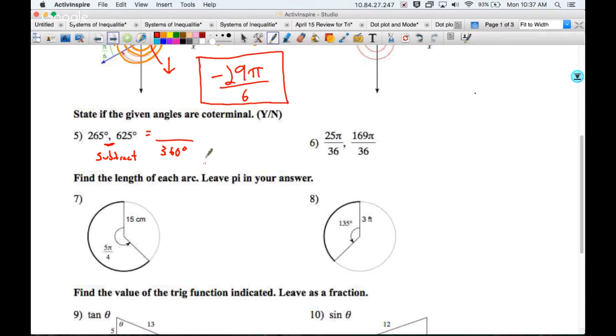Then whatever I get, if it's an integer, they are coterminal. That means they are separated by a full revolution or a multiple of a full revolution. If I get a decimal, then they're not coterminal. So what I'm looking for is an integer. Let's get the calculator back out.